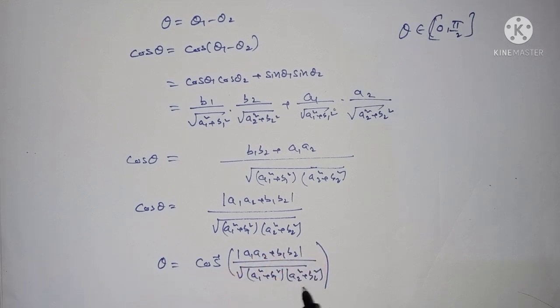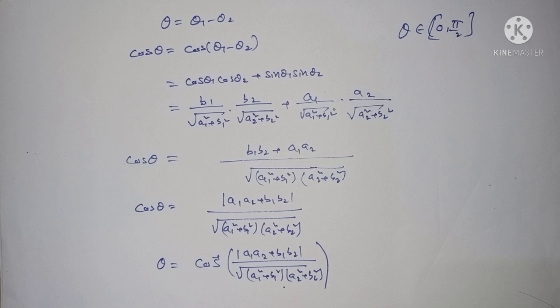In the denominator, you observe that you are squaring all the terms, so this is all positive. Only the numerator matters: if it gets a minus, you take the mod, and it is positive only. This is how to find cos inverse theta, the angle between two lines.